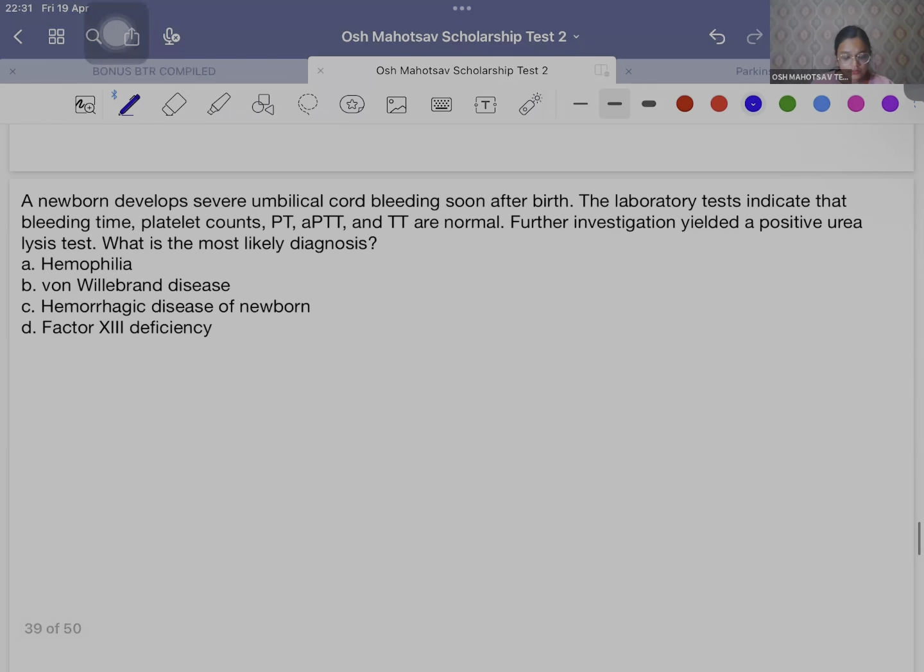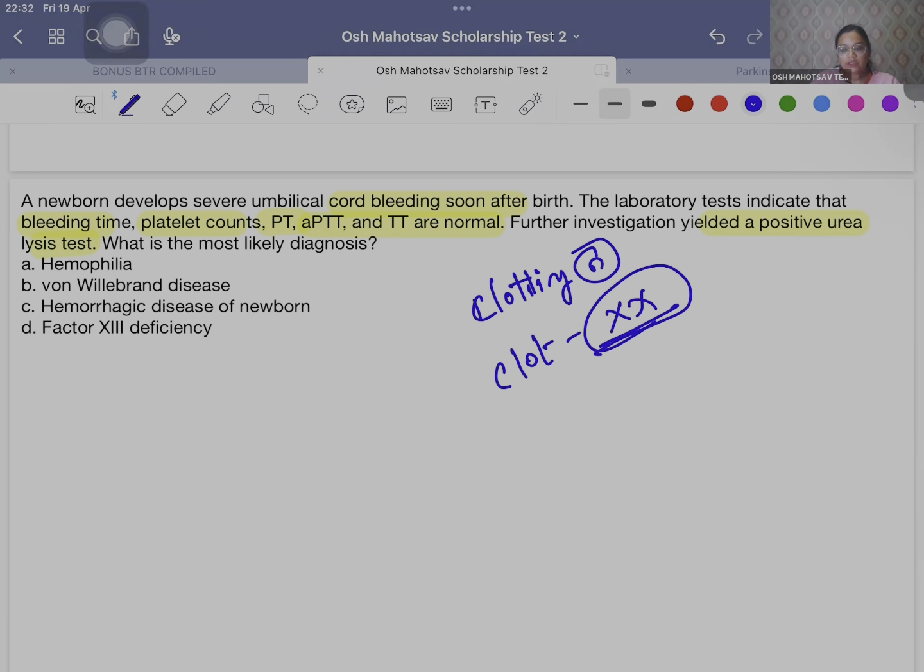Next is a newborn who develops severe umbilical cord bleeding after birth. Laboratory results show bleeding time, platelet count, and APTT are all normal. The urea lysis test is positive. So when everything is normal, it means the clotting pathway is working properly. Only the clot which is formed is not getting stabilized, and that's why they are having recurrent bleeding. The clot stabilizing factor is factor 13. So we have factor 13 deficiency, and for that we have a positive urea test.